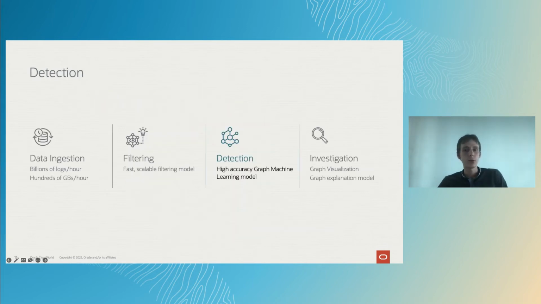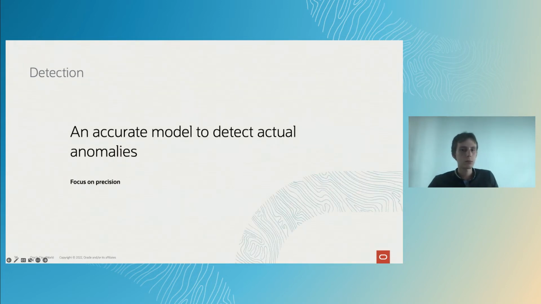And this brings us to the third step, the detection step. Now that we have a lot less data, we want to do the actual detection. And here we want to focus on precision. We want to be sure that if we say something is an anomaly, then it is. This is very important because we don't want to waste the time of a security analyst. If a security analyst is given a session which turns out to be actually normal, then that's time wasted for them, and that's something which we need to avoid.